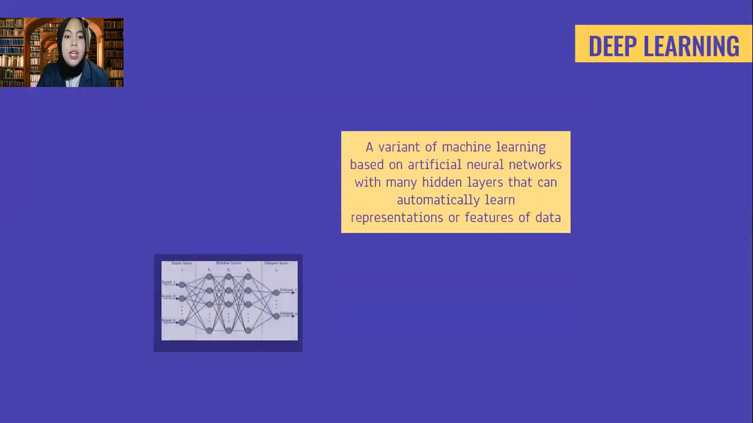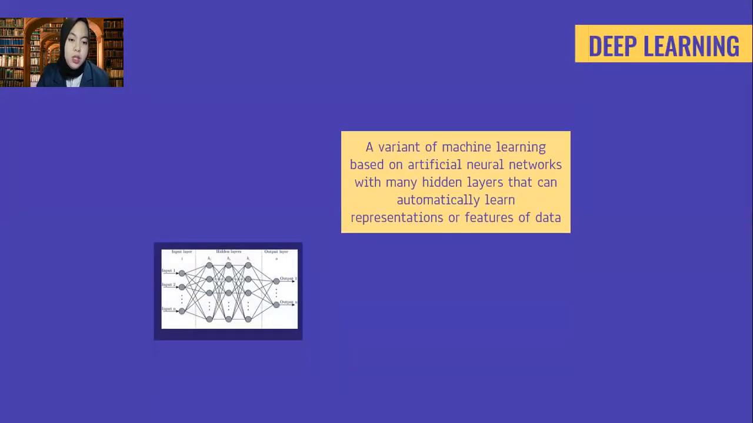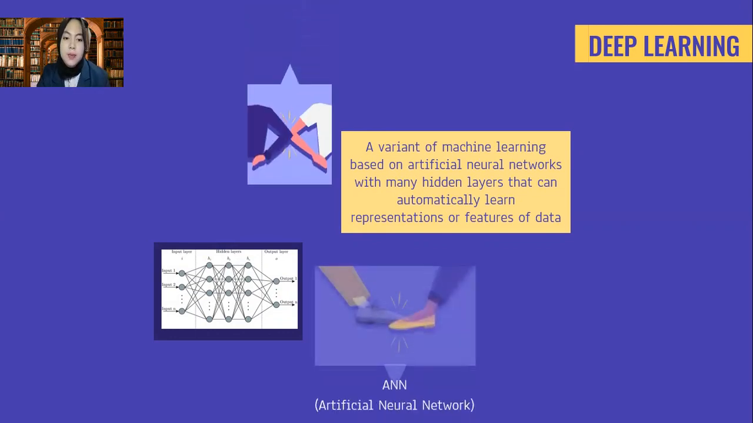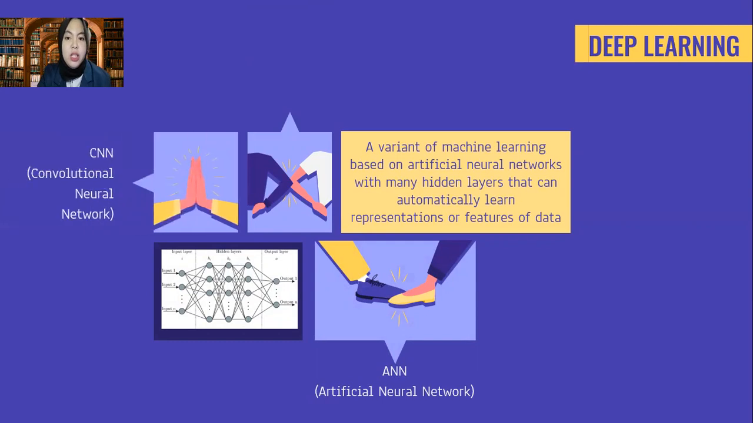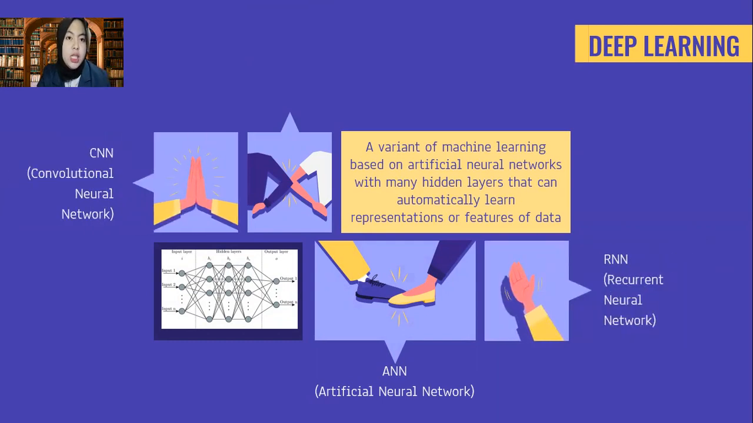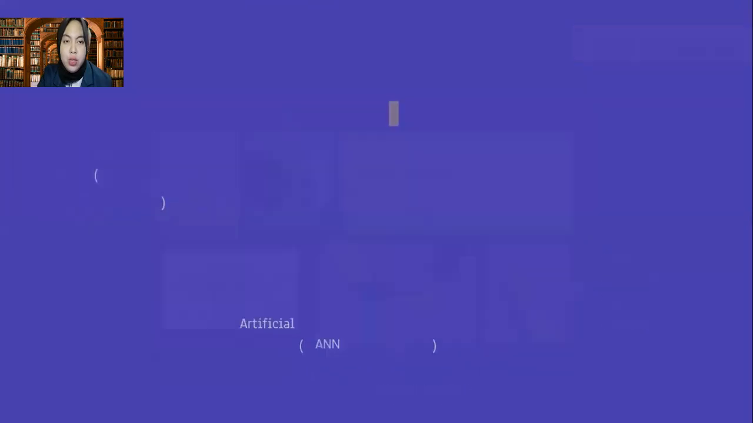Deep learning is a variant of machine learning based on artificial neural networks with many hidden layers that can automatically learn representations or features of the data. We have three kinds of deep learning: artificial neural network, convolutional neural network, and recurrent neural network. But in this thesis, I will use artificial neural network.